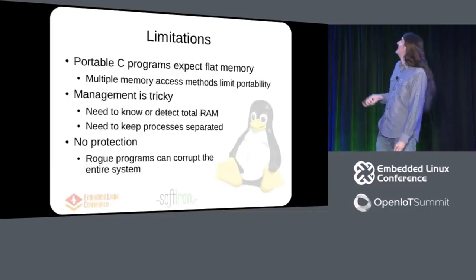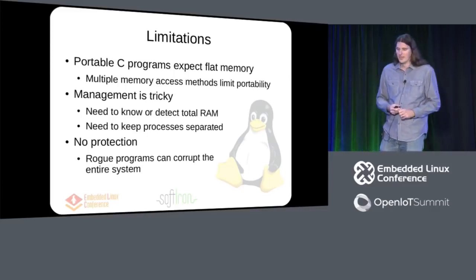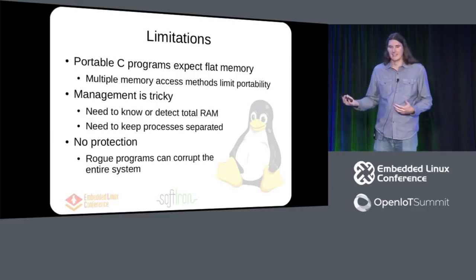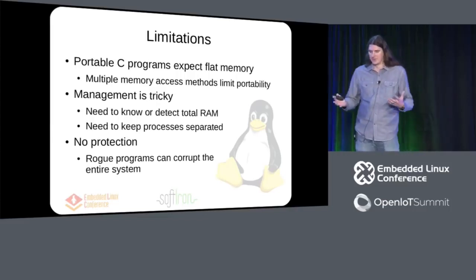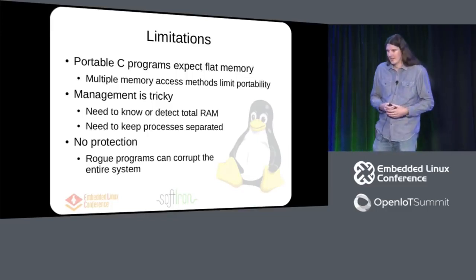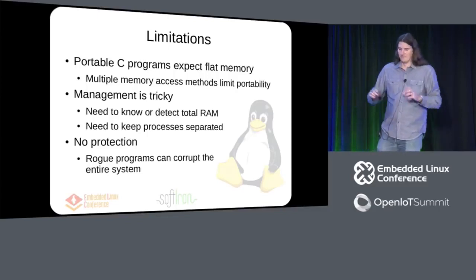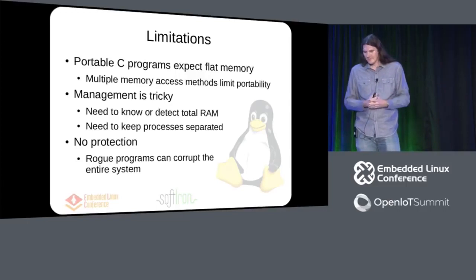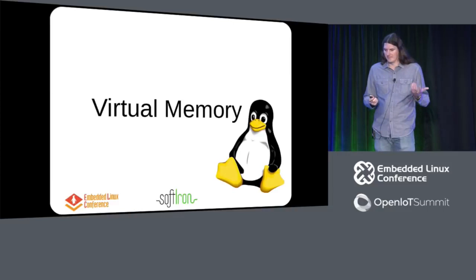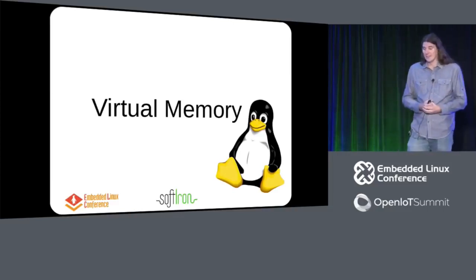And so those are some of the limitations. Multiple memory access methods are going to limit portability for your code. Management of all of it is tricky. You need to either know ahead of time or be able to detect the total amount of RAM on the system to be able to use it all effectively. And then you need to be able to keep processes separated too. So if you did development in DOS, there were tricks in order to keep certain things separate from other parts. And of course, you have no protection. So rogue programs can corrupt the entire system. So that's physical memory or flat memory or single address space.